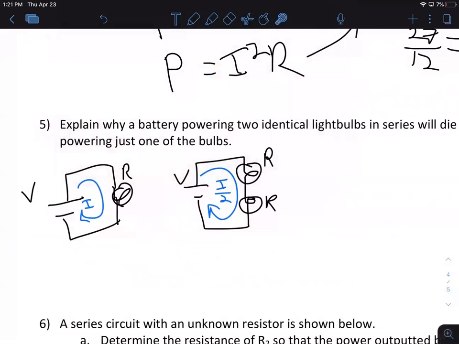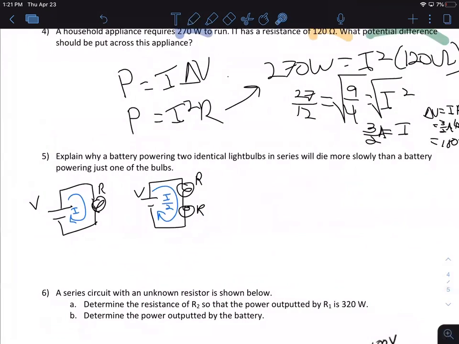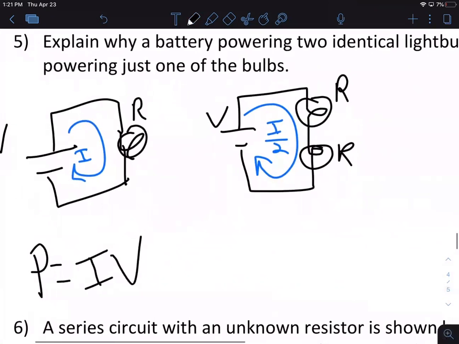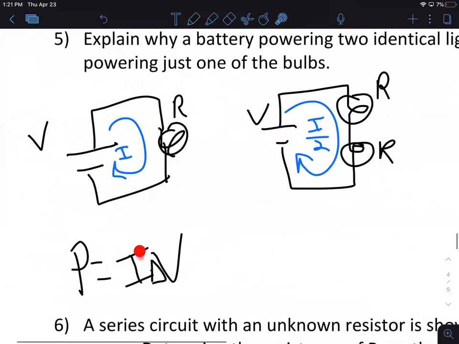And we're talking about power here. We're talking about time more slowly. So let's look at the power from each battery. Power equals I delta V. All right. So I can see for this one, it's just I times V.